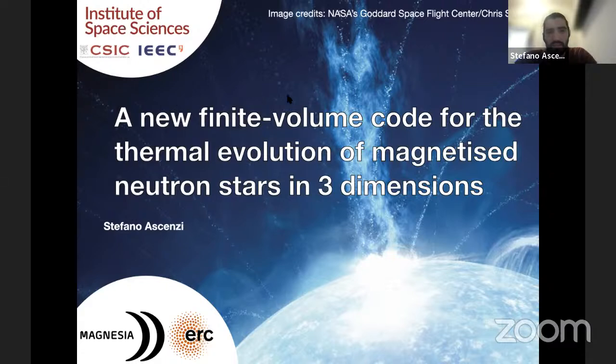Today at the seminar, I will present you the work that I'm carrying on at the Institute, and in particular in Magnesia Group. This work concerns the development of the thermal part of a new finite volume code in 3 dimensions to study the magnetothermal evolution of neutron stars. And this code is not finished yet, so this work is not finished yet.